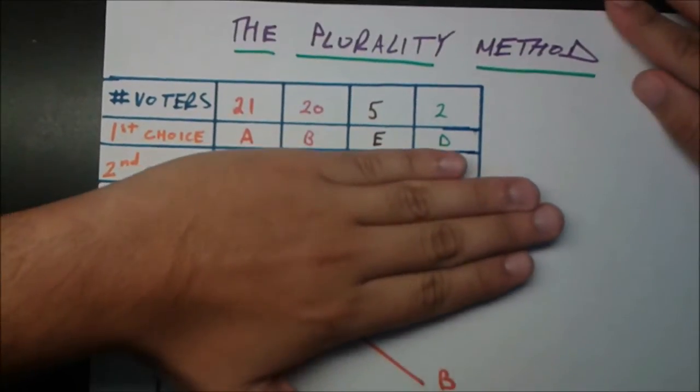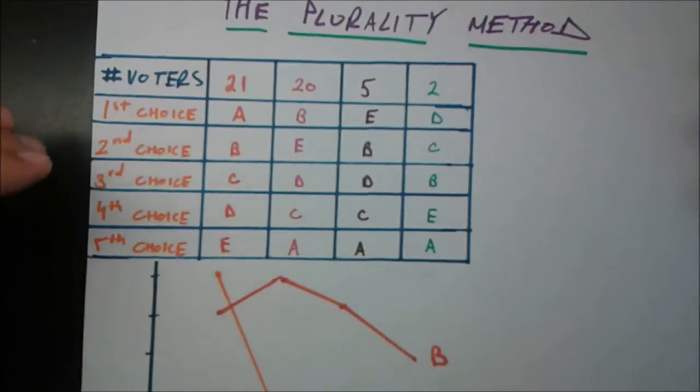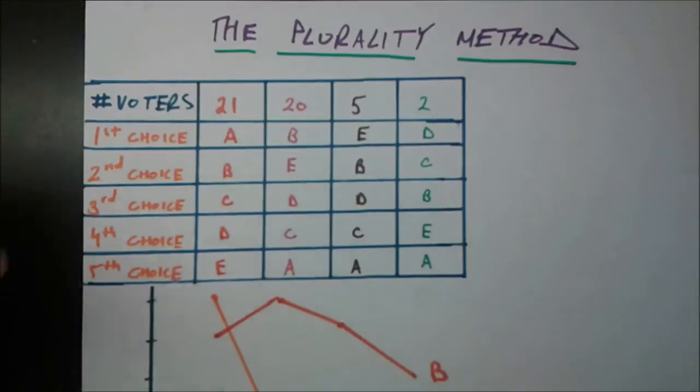Why? By just looking at the top choice, we got one answer, but by looking at all the data together, we got a different answer. And this shows a lot of the shortcomings of the plurality method, which we use in a lot of elections. So we're going to talk about 3 major shortcomings.